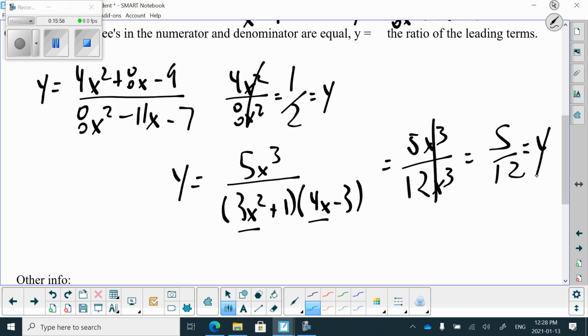What's supposed to be written after the equal sign, like in a question? Nothing, because that's our answer. 1/2, it's 5/12. That's the ratio. It's equal to the ratio, which we just figured out. Any other questions?